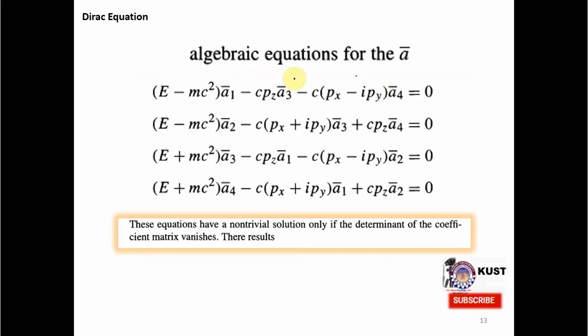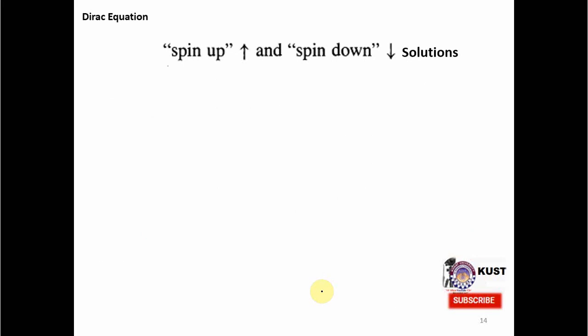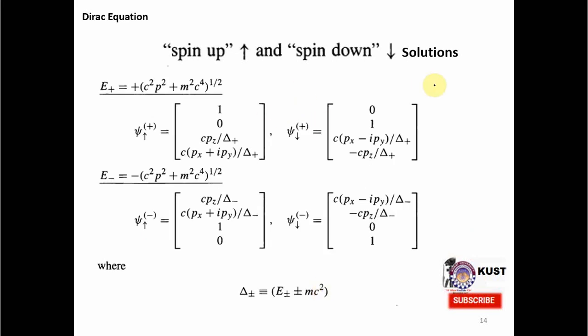Then what we get are the algebraic equations for A, and these are the terms coming from the Dirac equation. These are the 4 sets of equations. As you can see, these equations have a non-trivial solution only if the determinant of the coefficient matrix vanishes. So the result is (E² − m²c⁴ − c²p²)² equal to 0.